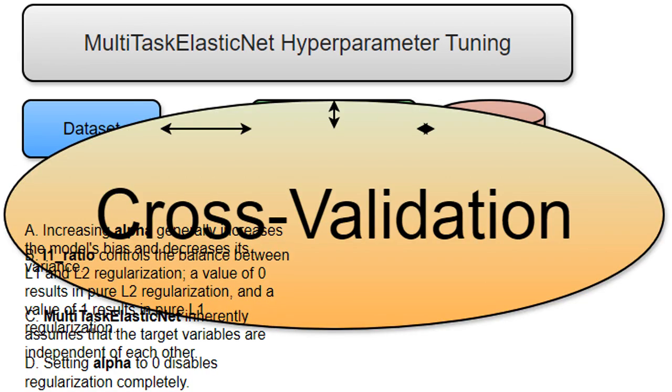This is a technique I'm using to evaluate the performance of the MultiTaskElasticNet model with different hyperparameter settings before using them on my entire dataset. It helps me to avoid overfitting and get a better estimate of how well my model will perform on new, unseen data. I'm essentially training and testing it multiple times with different subsets of my data.